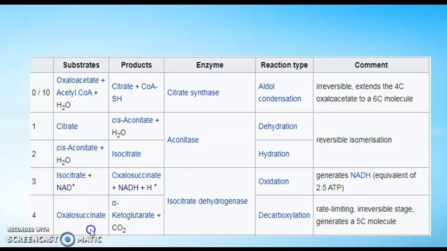Next, the fourth step is oxalosuccinate. This oxalosuccinate can be converted with the help of the same enzyme, isocitrate dehydrogenase. Now this time it is a decarboxylation reaction. This converts oxalosuccinate to alpha Kg, or alpha ketoglutarate, and carbon dioxide is liberated. And this step is important because it is a rate limiting step and also an irreversible step. It generates a 5-carbon molecule.